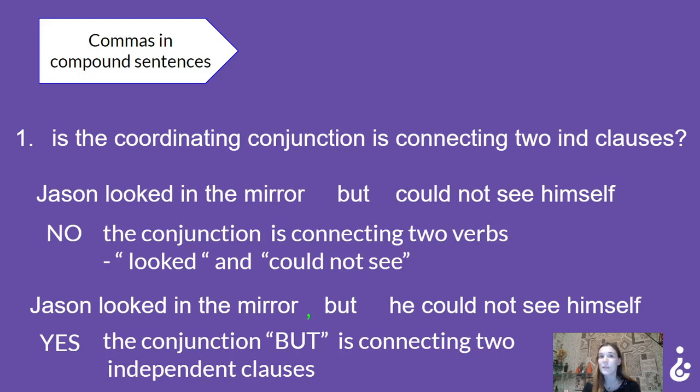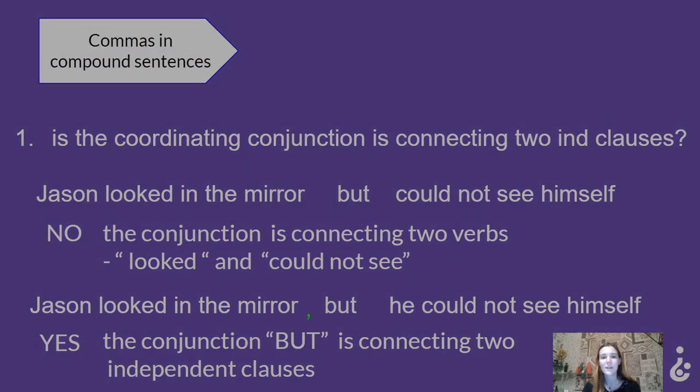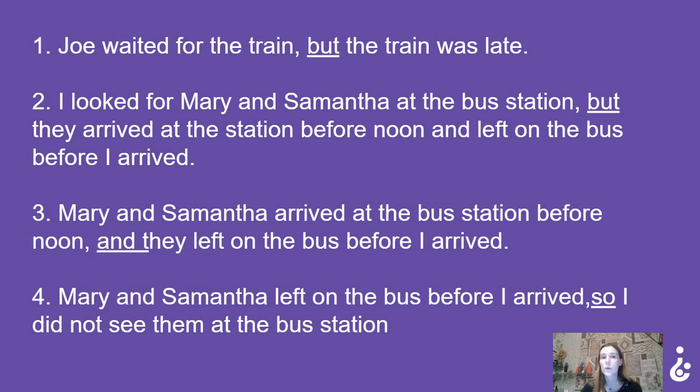Okay, and here we have a comma. Joe waited for the train, but the train was late. I looked for Mary and Samantha at the bus station, but they arrived at the station before noon and left on the bus before I arrived. Mary and Samantha arrived at the bus station before noon and they left on the bus before I arrived. Mary and Samantha left on the bus before I arrived, so I didn't see them at the bus station.